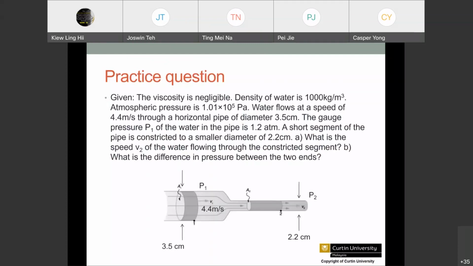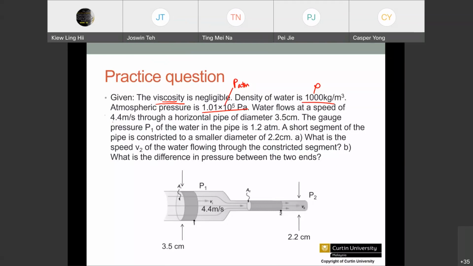So usually for the Bernoulli principle, at our level, we will assume the viscosity is negligible, okay? Viscosity is also one of the factors which will be topped up in your degree later. So we won't load you with too many things first, but first get used to the utilization of this Bernoulli equation. Density of water is given as 1000, and it is at atmospheric pressure. So water flows at the speed of 4.4.